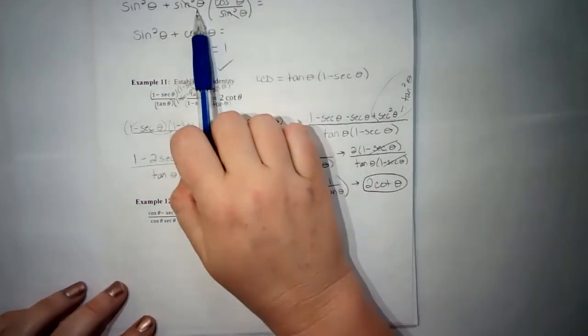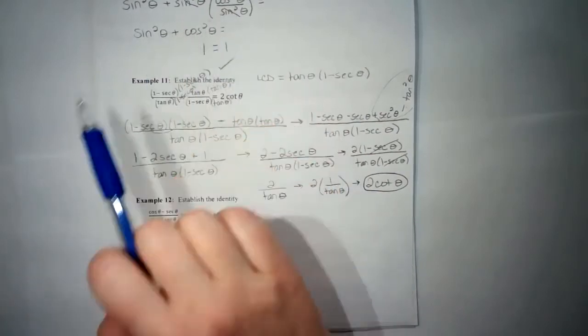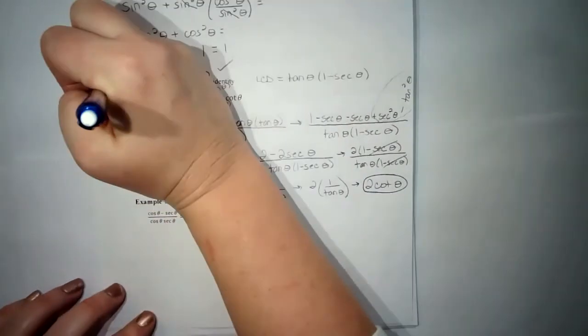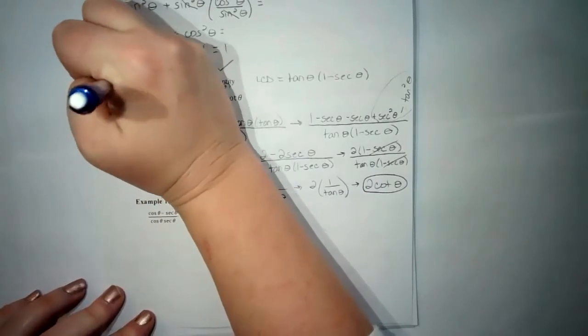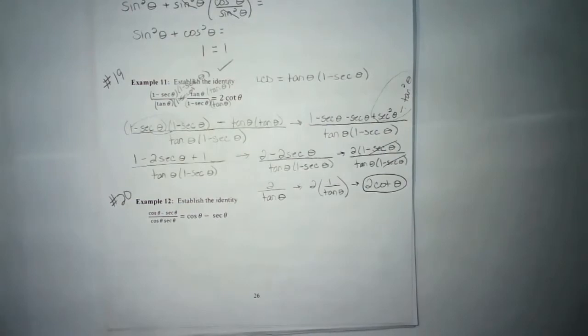How did you go from up here to this? You used a quotient, right? So you kind of have to sometimes remember the names of these identities. Oh, and by the way, this one was number 19 and number 12 is number 20. And then that finishes off my math lab for 7.4.